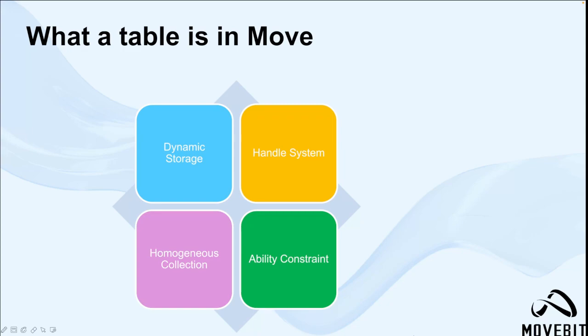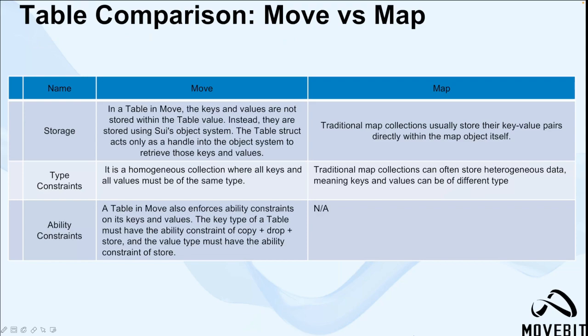Okay, so in the Move programming language, a table can be considered a form of map collection, but it has distinct characteristics that we have mentioned, which set it apart from the traditional map collection you might find in other programming languages. The first one is the storage. Traditional map collections usually store their key value pairs directly within the map, but in a table in Move, the keys and values are not stored within the table value. Instead, they're stored using the Sui object system.